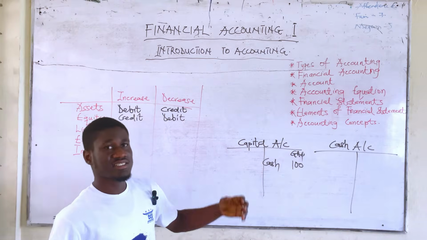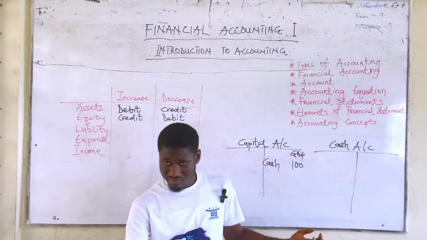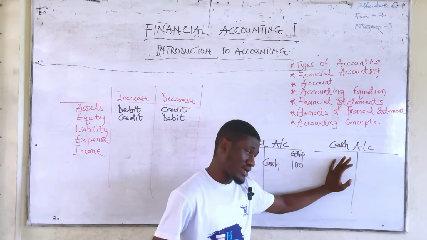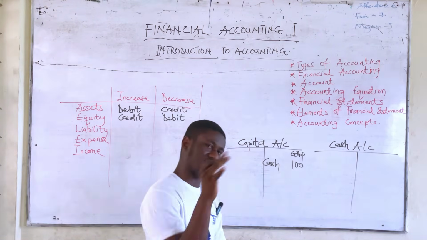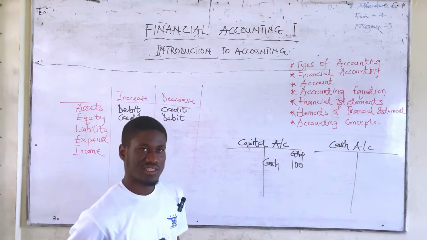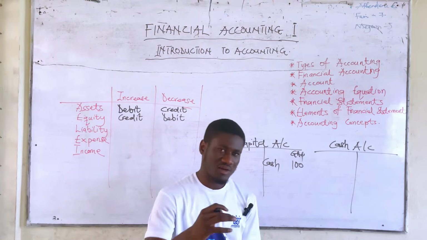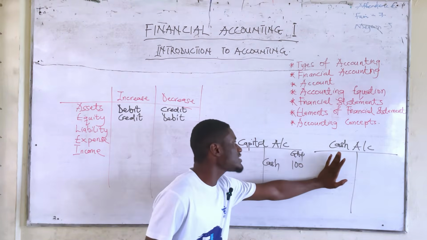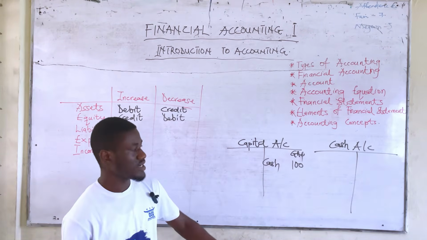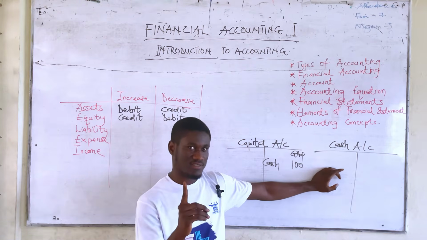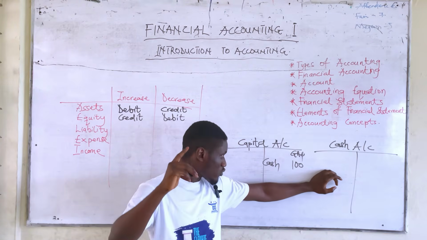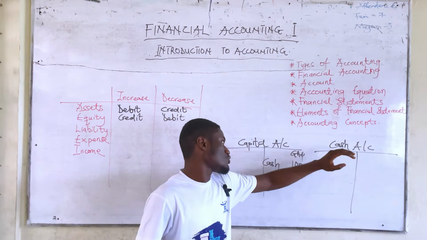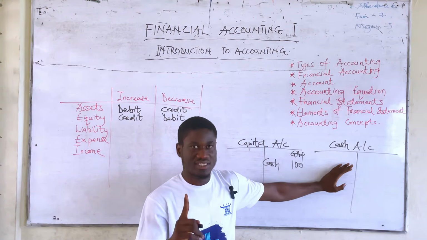So let's say initially we had 10 cedis cash, and now you've introduced another 10 cedis into the business. What has happened to cash? 10 plus 10, 20. It has increased, right? Good. So for an increase in cash, we are going to debit because cash is an asset. You have to know which element the account falls under. So cash is an asset, and we are going to debit because it has increased.